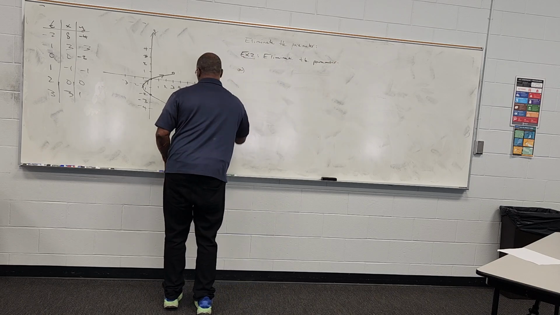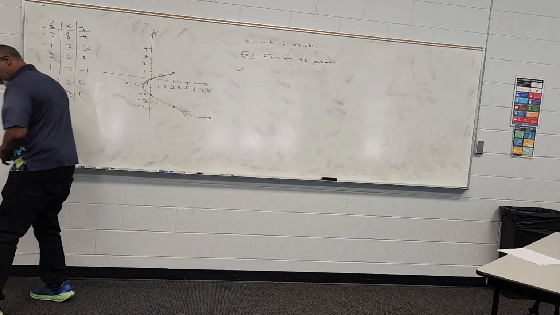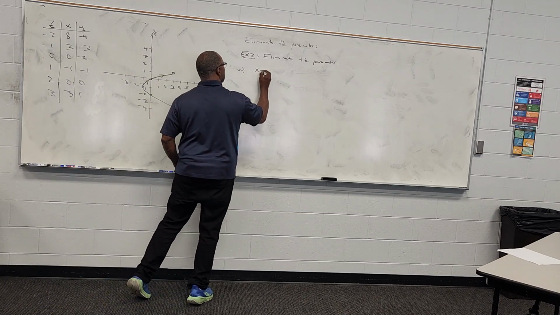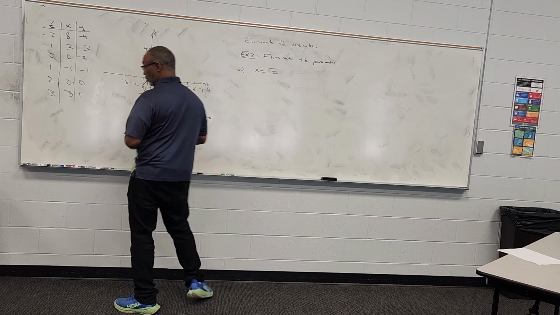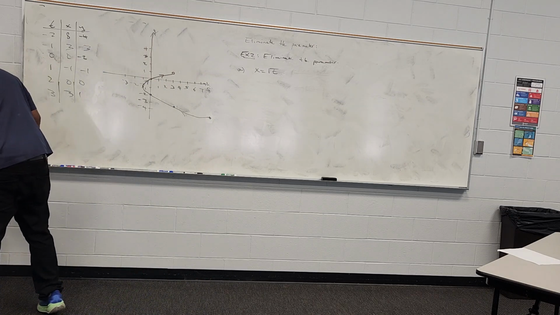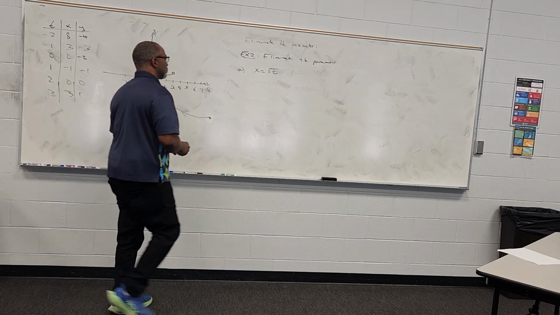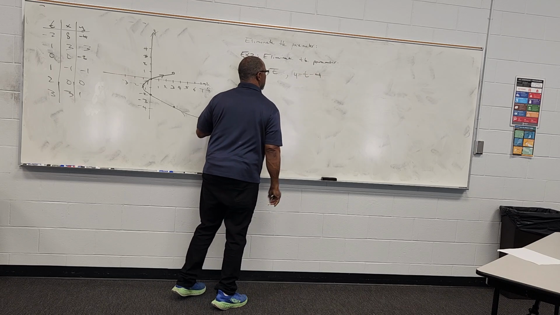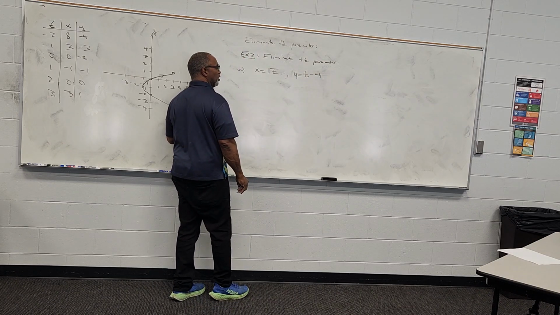So, we call it A. They give me parametric equations. X is the square root of t. Y is t minus 4. Okay? X is the square root of t, y is t minus 4.